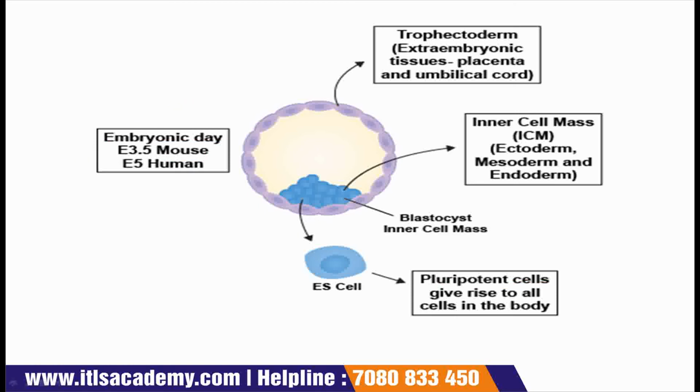In short, pluripotent cells are cells that can give rise to all cells in the body. But these pluripotent stem cells cannot give rise to trophoblast. This is the inner cell mass. This inner cell mass can give rise to ectoderm, that is the outer covering, mesoderm, that is the middle layer, and endoderm, that is the internal covering of our body, or of the mouse body.